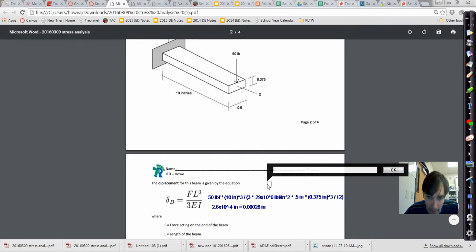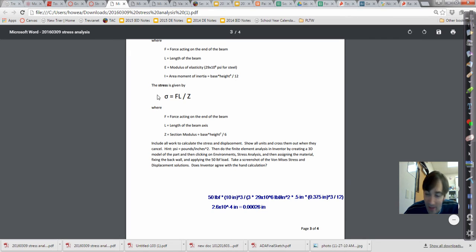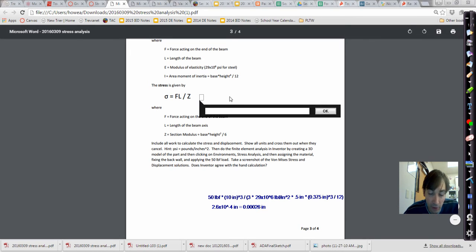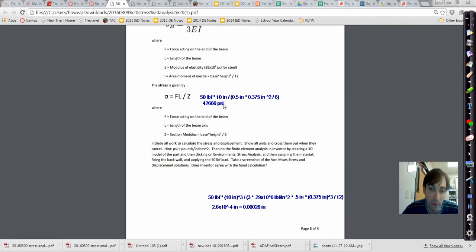Okay, so let's go ahead and do the same thing with the stress. So the stress, that's like how much pressure is inside the material. Materials can only take a certain amount of pressure before they break or before they become permanently deformed. So it's an important thing to check. So again, we've got 50 pounds, and then we times our length, which was 10 inches, and then divided by the section modulus, just another handy geometric quantity. So it's base times height, so let's put this in parentheses, 0.5 inches times the height squared, 0.375 inches squared, and then divided by 6. Okay, I'll crunch that and be right with you. Alright, so what I got was 42,666 pounds per square inch.